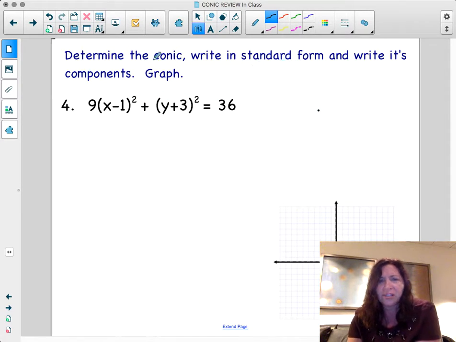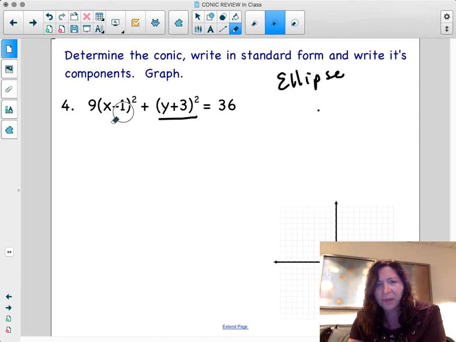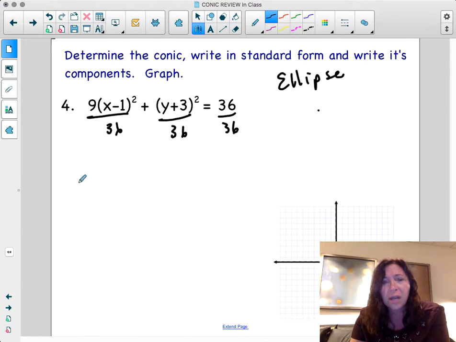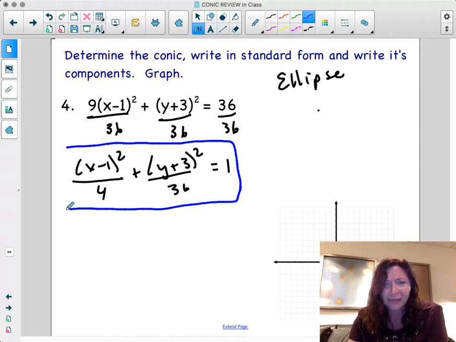This conic right here, it says determine the conic. See how they're both plus and they're both x squared? This conic is an ellipse. It's an ellipse because they're both plus and the values here are different. That's a 1, that's a 9. Because what's going to happen is when I divide out that 36, they're going to cancel out. So see 36 here, divide out 36 here, divide out 36 here. So you're going to have x minus 1 quantity squared over 4 plus y plus 3 quantity squared over 36 is equal to 1. So this is my equation in standard form, and it is an ellipse.